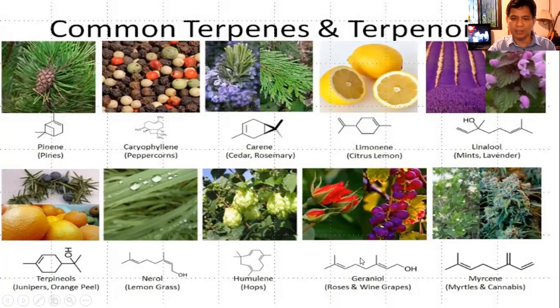Geraniol, you can find geraniol in roses. Kaya lang, napaka-sensitive ng geraniol. Pag inano nyo siya, even steam distillation, you're not going to recover geraniol, nasisira siya. But you can also find this in grapes, in wine. And then myrcene. You can find myrcene in cannabis, sa marijuana, and myrtles. Ito yung structure ng myrcene.